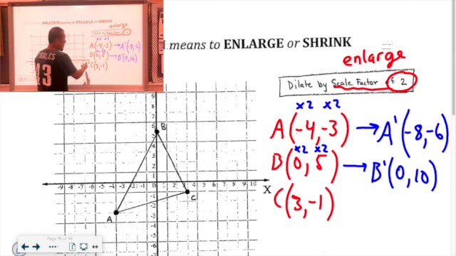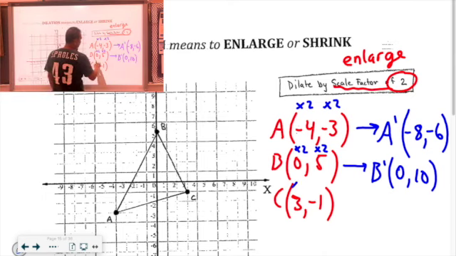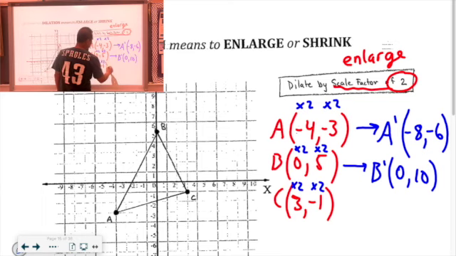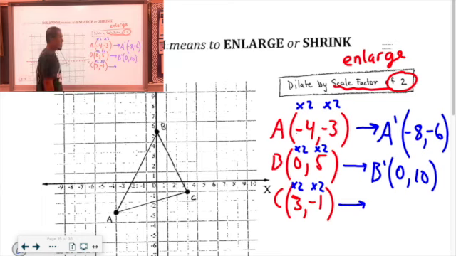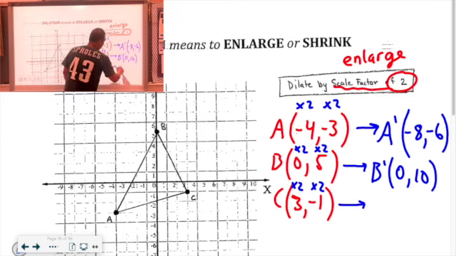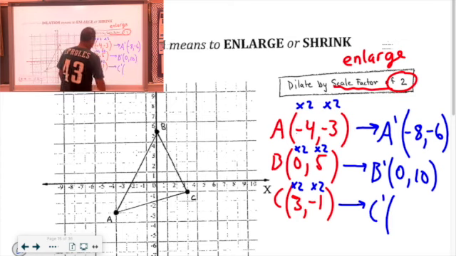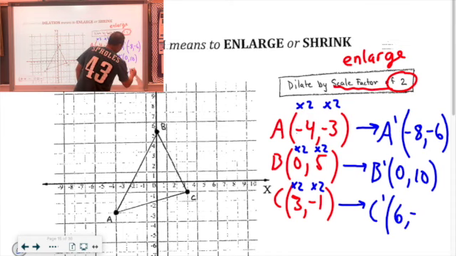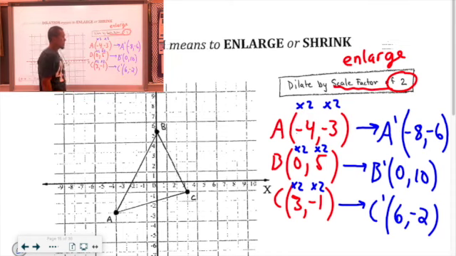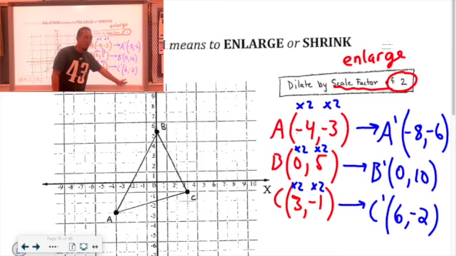And finally, if we want to take C and dilate it by a scale factor of 2, we're going to multiply it by 2 and multiply by 2. That's going to give us C prime of 6, -2. So these are our new coordinates after we dilate by a scale factor of 2.